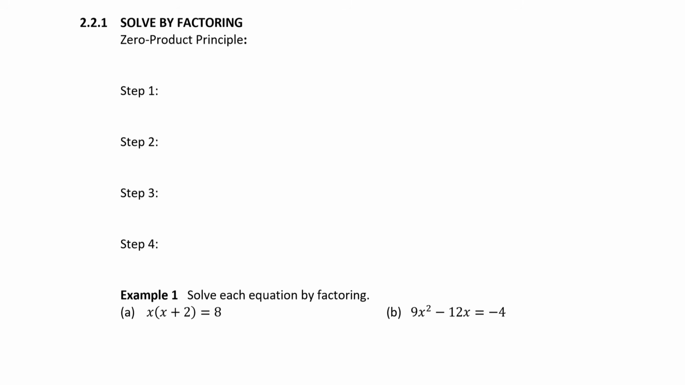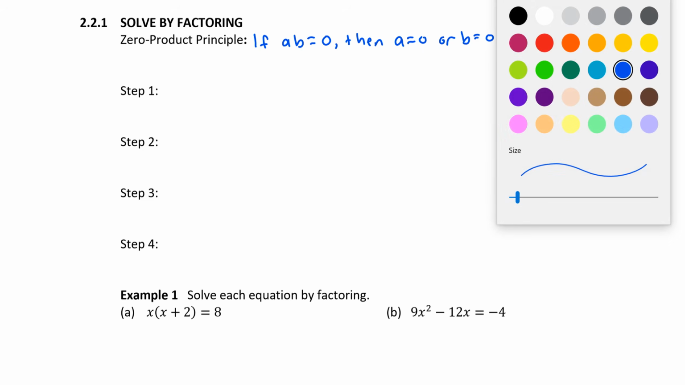To solve a quadratic equation by factoring, we're going to be using something called the zero product principle. It goes something like this. If the product of two numbers, a times b, is equal to 0, then we know that either a is equal to 0 or b is equal to 0. I can't multiply two non-zero numbers together and get 0. If I multiply two numbers together to get 0, we know that at least one of those factors is 0. So we're going to apply this principle when we solve quadratic equations.